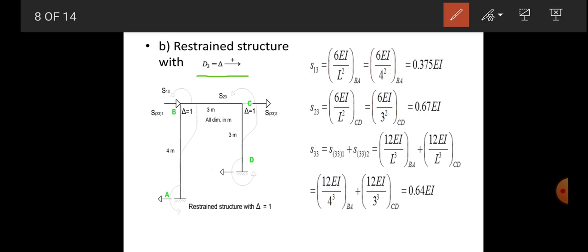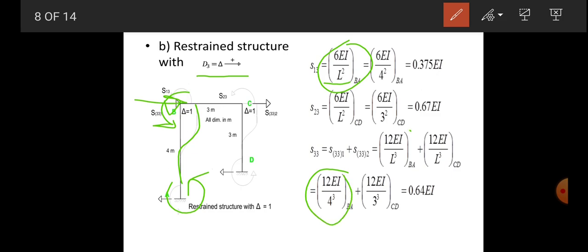unit translation toward the right side, the moment is generated at the end, that moment is always 6 EI by L square, and the 6 EI by L square for both ends, it is always 6 EI by L square. When we apply the translation to the column, these moments are 6 EI by L square, and due to these end moments, there are reactions at each end, and that reaction is 12 EI by L cube.